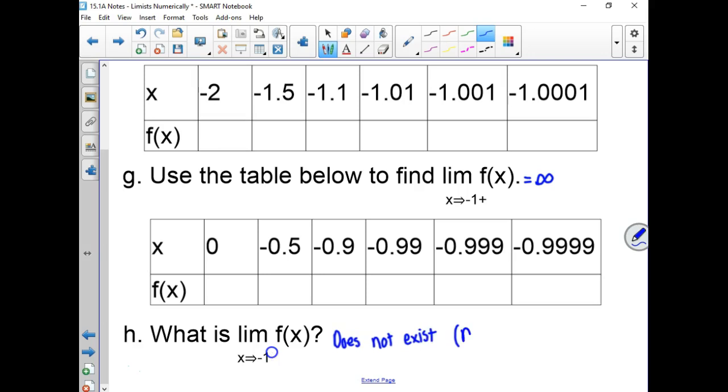A lot of kids like to write DNE. That is okay with me, but just make sure you know it means does not exist, because on the final exam and on my test, it's going to say does not exist. Don't make it an acronym that we all use so much we don't know what it stands for anymore, like NASA or ACT.